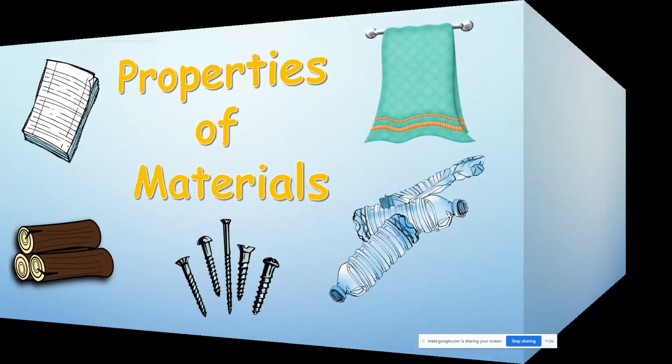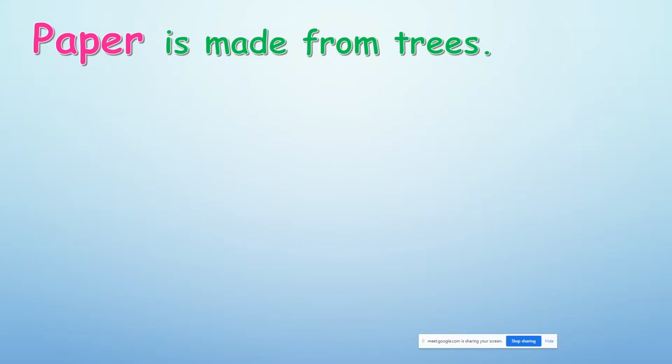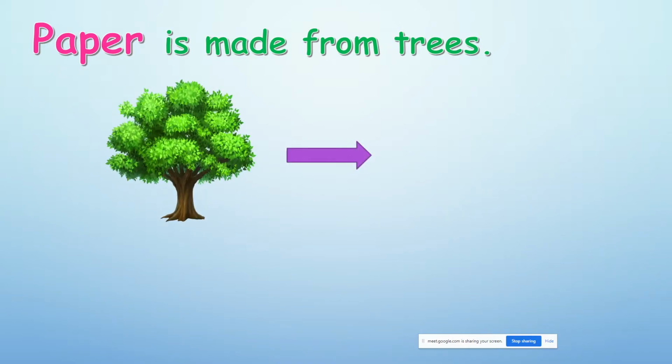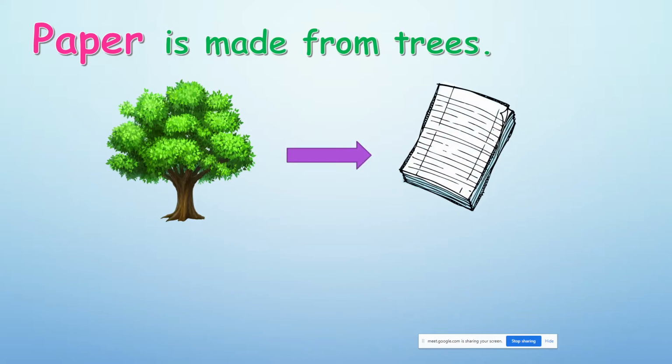Now, let's talk about the different properties of materials. The first one is about paper. Paper is made from trees. From trees we can make paper. Now, how do people make paper?